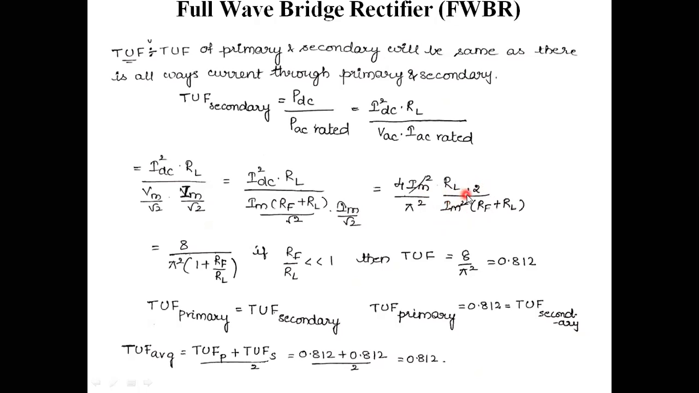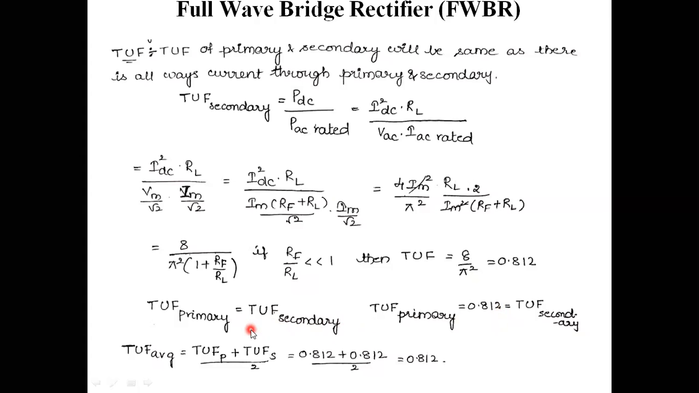That means here 2 is also there, it is getting multiplied with this 4, then it will become 8 by pi square into 1 by 1 plus RF by RL. This is the term we have. If RF by RL is very much less than 1, then the transformer utilization factor is given by 8 by pi square, that is 0.812. In terms of percentages, we can treat it as 81.2.